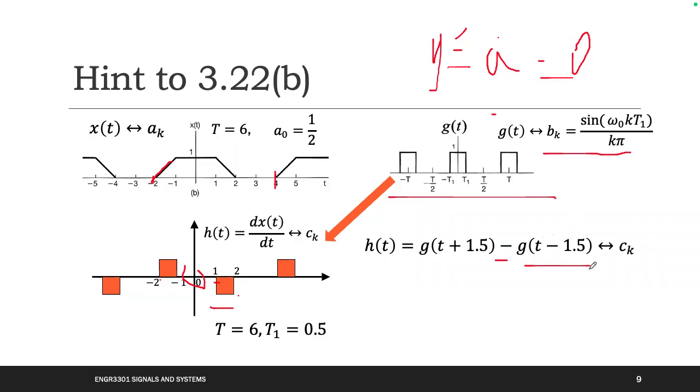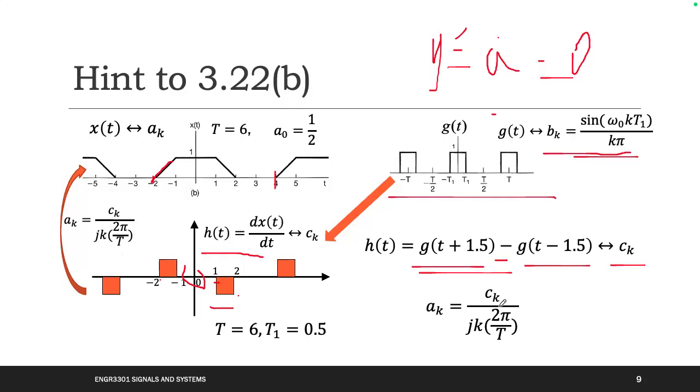If we want to find the CK, the FS coefficient for this signal, actually we have this one, so we can use it to get this one. Based on what property? Time shifting property, am I right? And if you know this FS coefficient, for this one you just integrate back. So you have AK equals CK divided by this one. So for now, you need to calculate the CK.